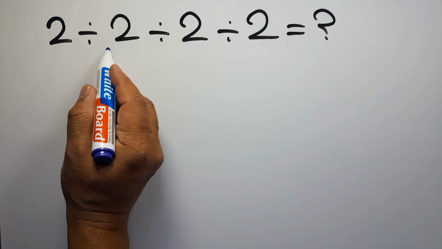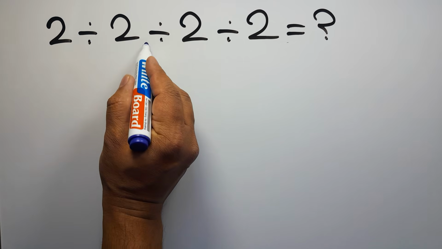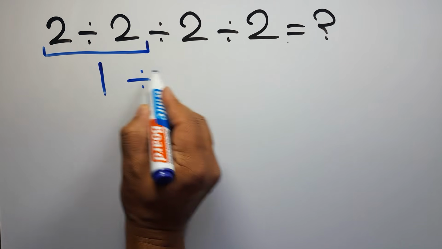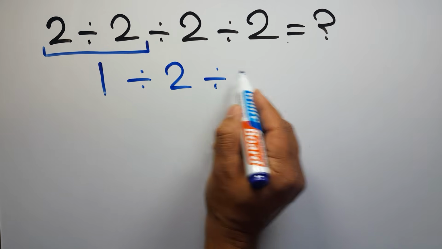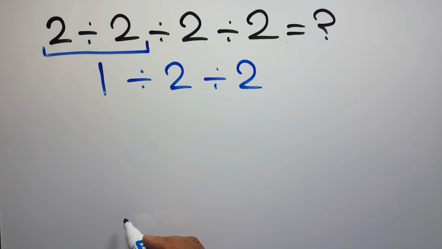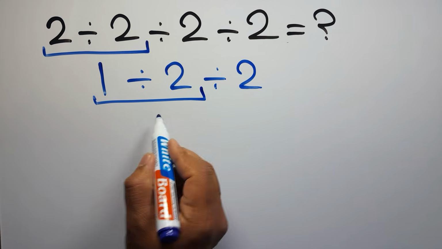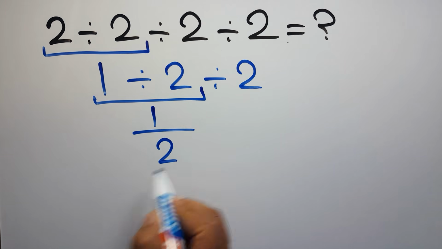So first we have to do this division. 2 divided by 2 gives us 1. So 1 divided by 2 and again divided by 2. Now we have to do this division. 1 divided by 2 can be written as 1 over 2.